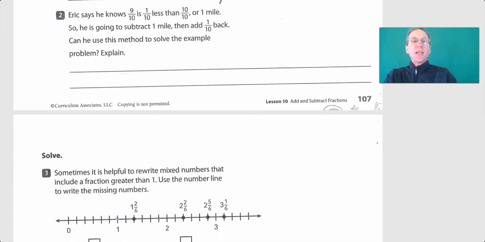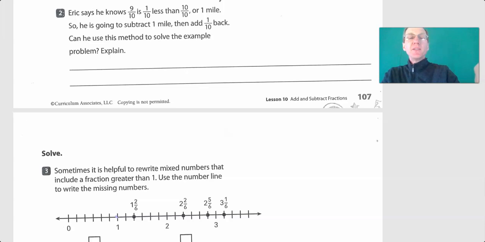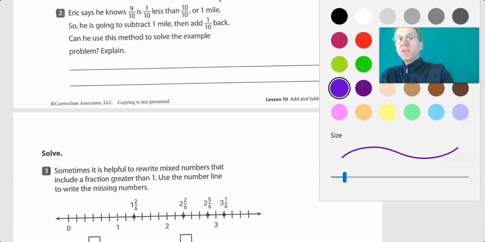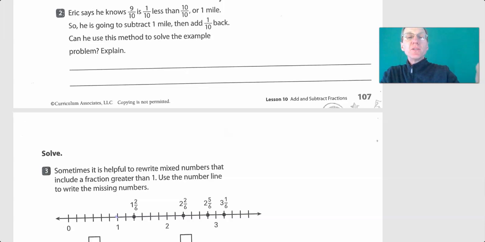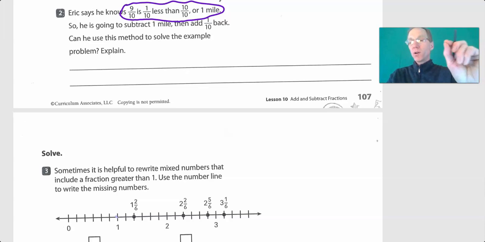Okay, let's look at the next one here. Eric says he knows 9/10 is 1/10 less than 10/10, or 1 mile. So it looks like Eric is using a benchmark here. This is a really good strategy, actually. Eric knows that 9/10 is really close to 1 mile. Like one more part, and he'd have a whole mile. So he's going to subtract 1 mile, then add it back. Can he use this problem to solve the example problem?